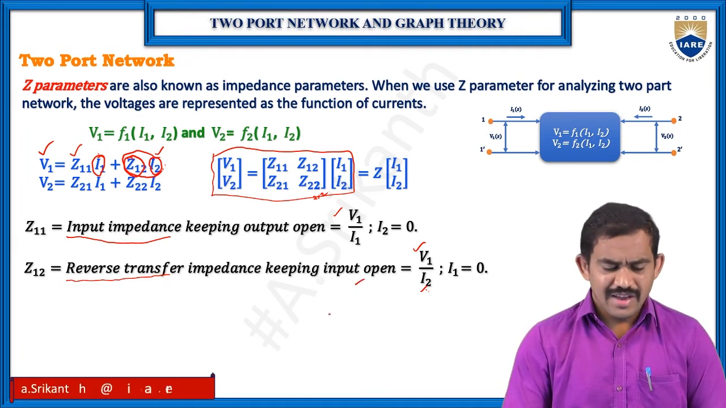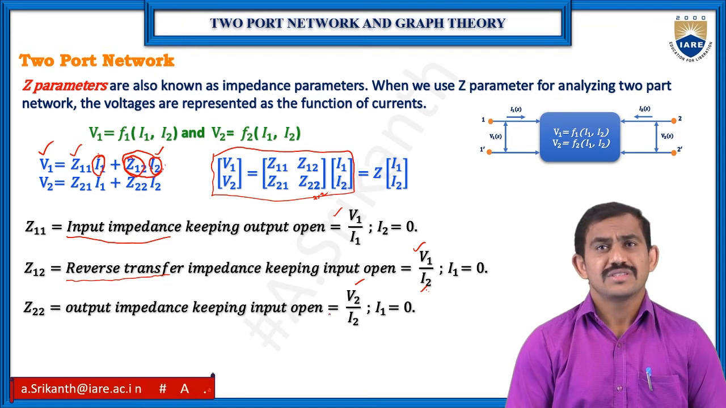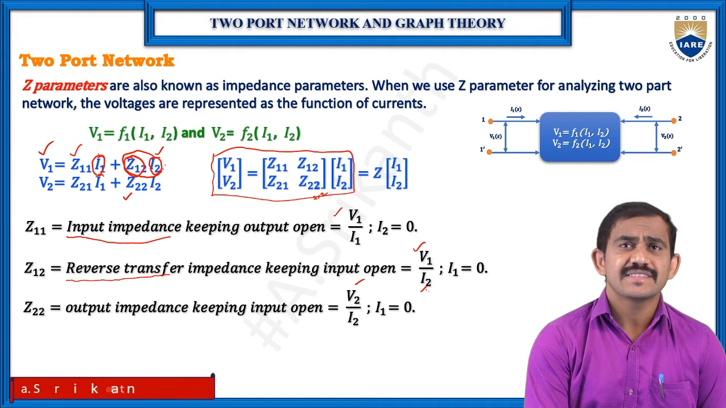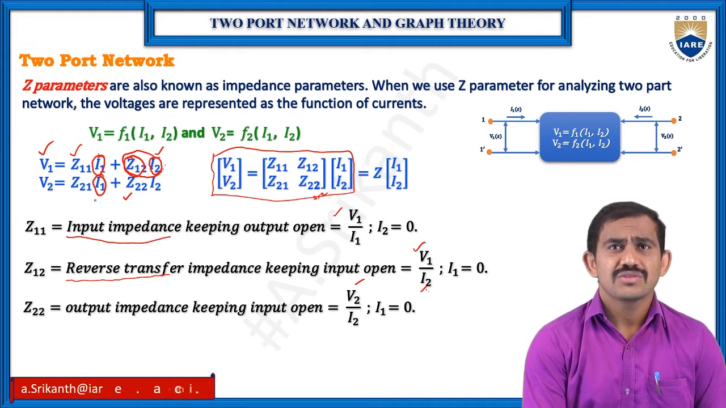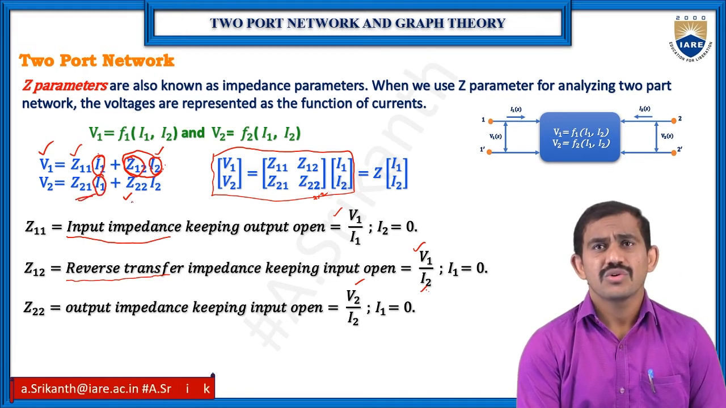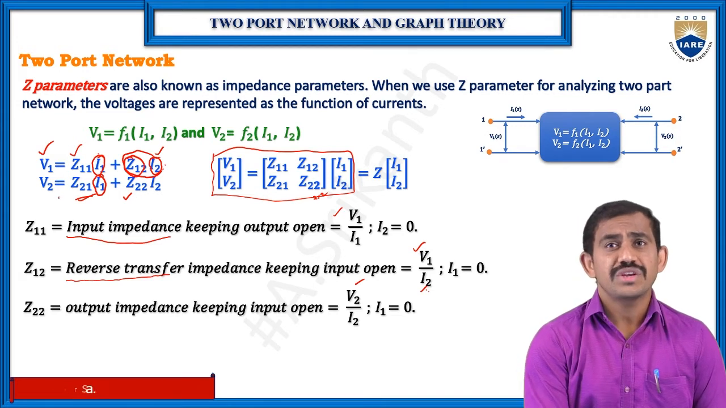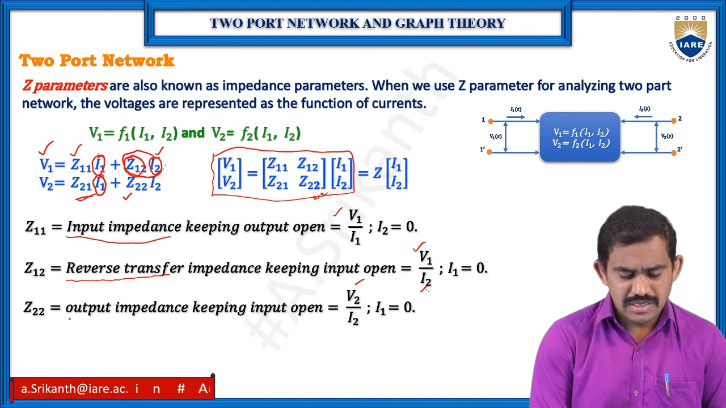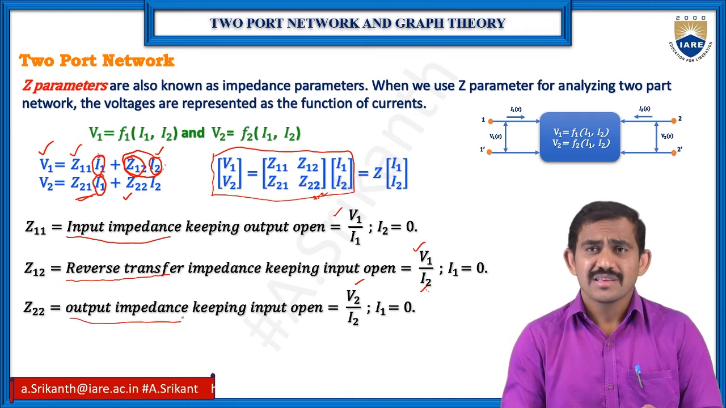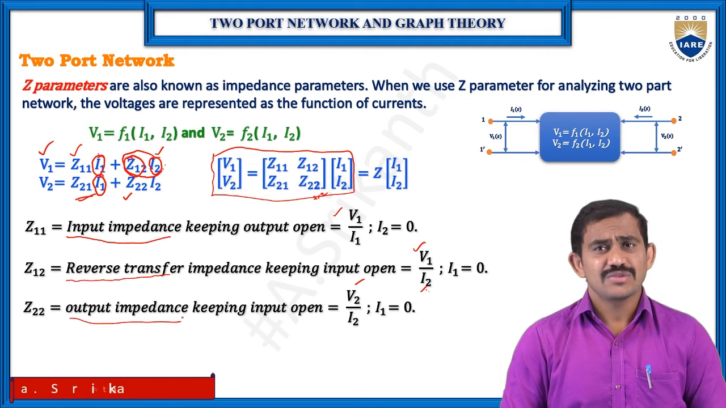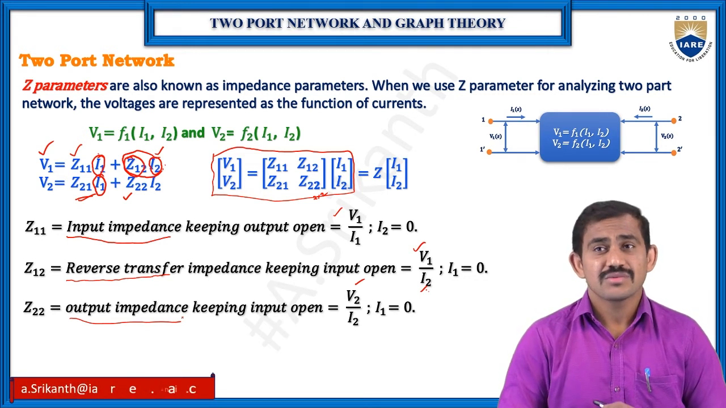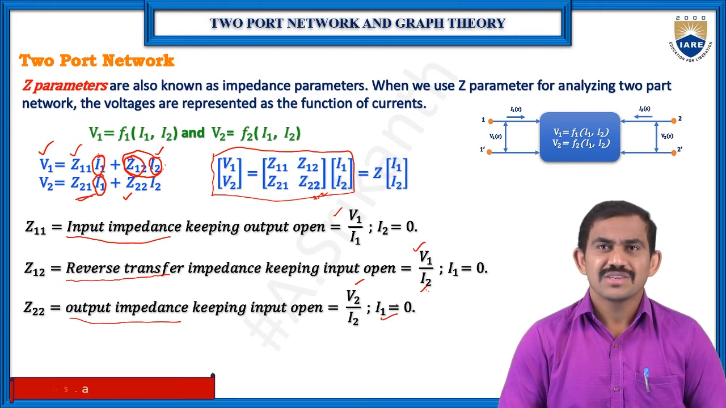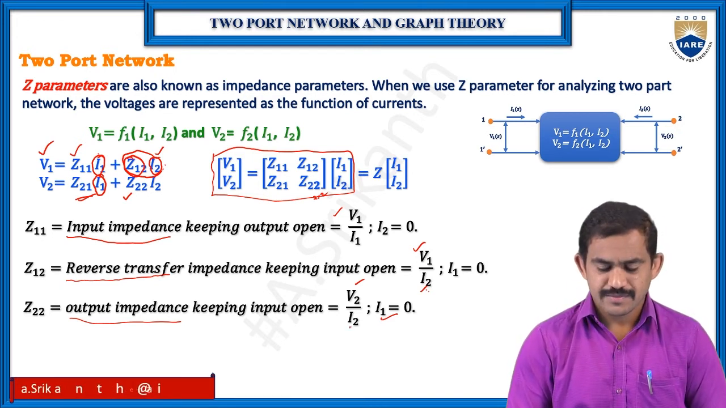Okay. And I want the Z22 value now. Here again I1 is 0, so this term is 0. Z22 equals V2 by I2. It's the output impedance. So when I want the output impedance, you can use V2 by I2 when I1 is 0. When I1 is 0, the input side is open, and then your Z22 value is V2 by I2.